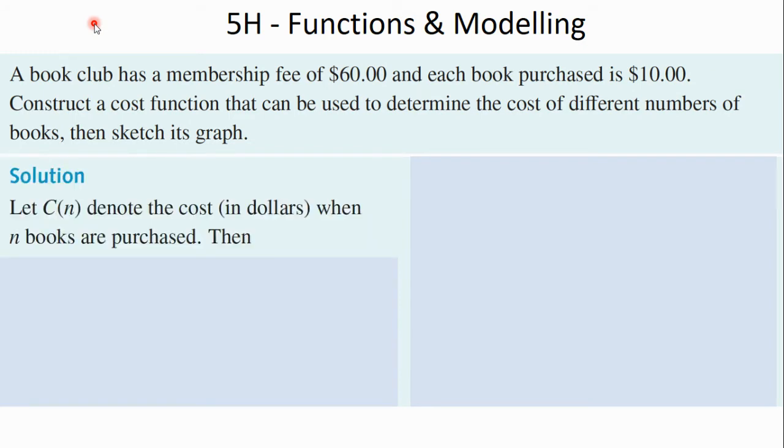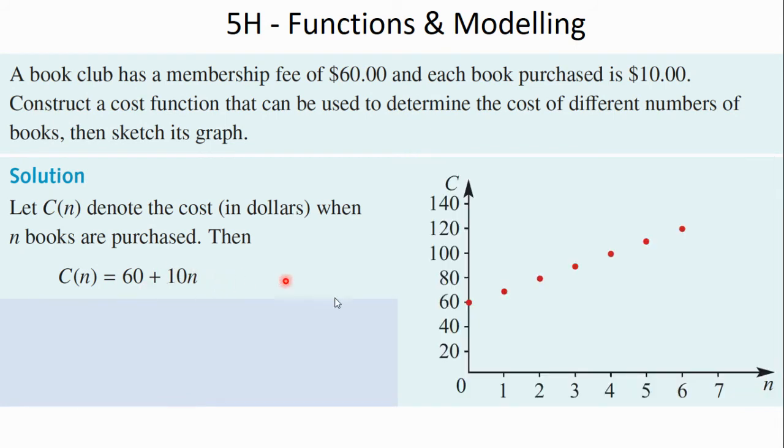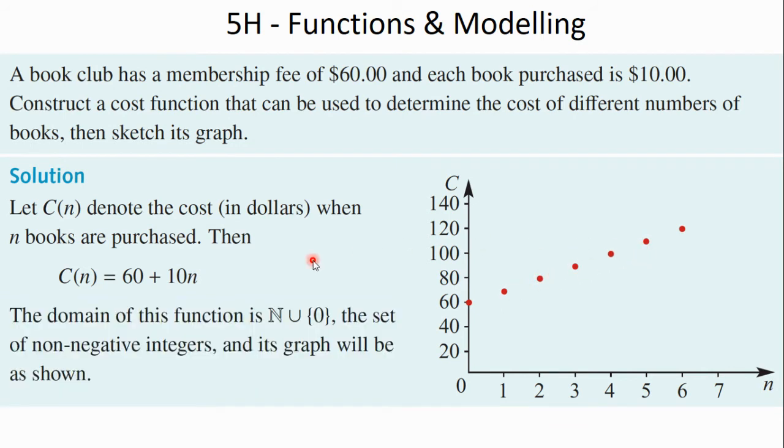So your notation, coming up with this, you don't necessarily have to come up with the same notation as this or use the same letters. Makes sense to me to use C for cost, and n is often used in maths for the number, isn't it? The number. So this is the number of books purchased. So it's $60 plus $10 for every book you buy. So if you draw the graph, it starts off at 60. For every book, it's 10, so that's 70, 80, 90, etc.